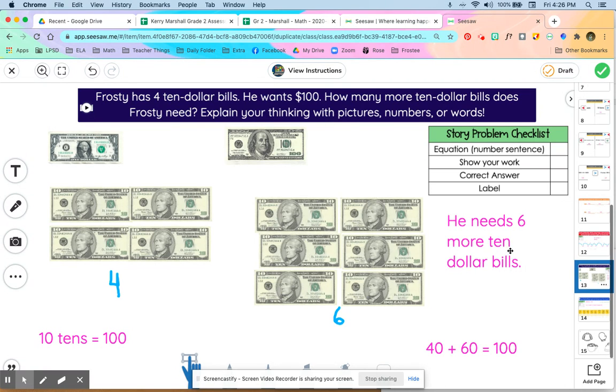If they didn't put this label, it was extremely important, especially on this one. I needed to know that even if the kids said, hey, 40 and 60 is 100, that's not what they were asking. They wanted to know how many more $10 bills he needed. So if students said he needed 60 more, well, 60 more what? 60 more dollars? And if they said 60 more dollars, that's not answering the question. We want to know how many more $10 bills. And if they said 60 more $10 bills, that's also not correct because 60 $10 bills would be 600. So we really want to make sure that we're paying attention to what the question is asking.